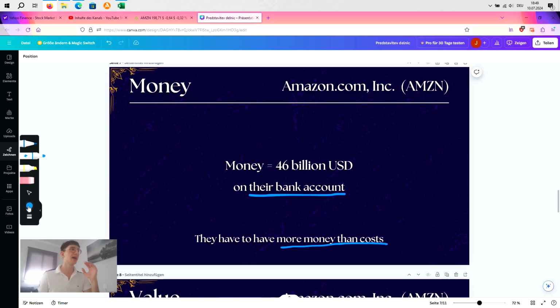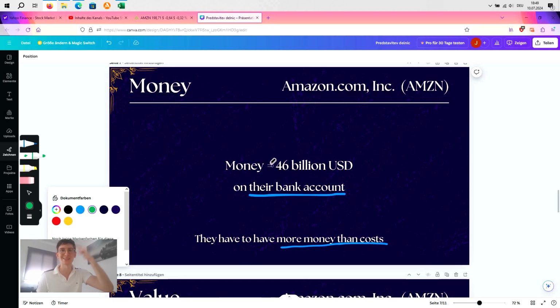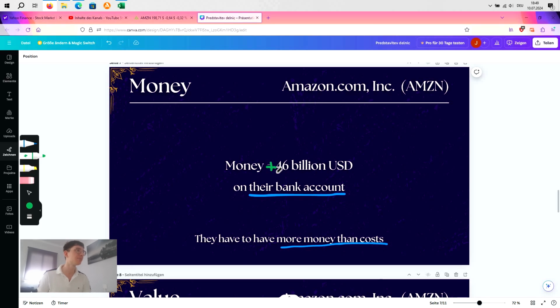And you can see, they have more money than the costs. How do we know that? Use your brain, you are a smart man. Look, they have plus $46 billion in their bank account. You see that little plus here? This is what we want to see. We want to see a positive bank account, especially here, $46 billion. It's absolutely amazing. It's absolutely crazy. So yeah, we want to see a bank account like that. Money is higher than the costs.